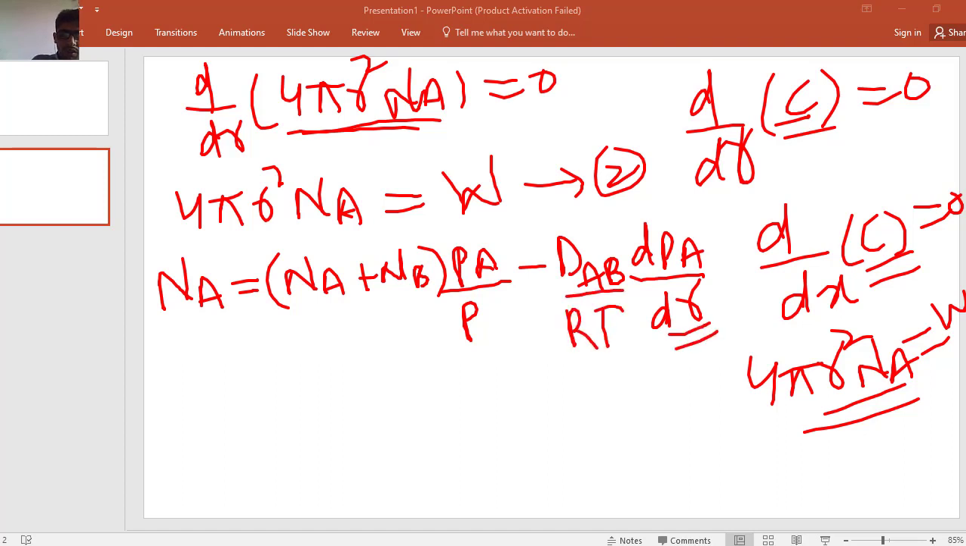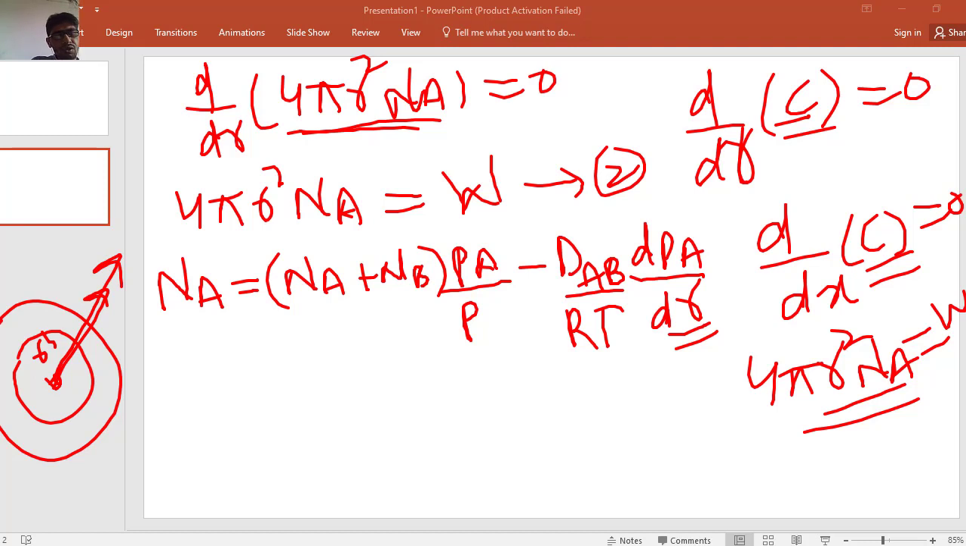This is r because it is in the radial direction. We use the radial direction. This is the radius rs, the radius of the water droplet, and this is the r direction. So for a sphere we use the r direction, not the z direction or the y or x direction. So in this case dP by dr.